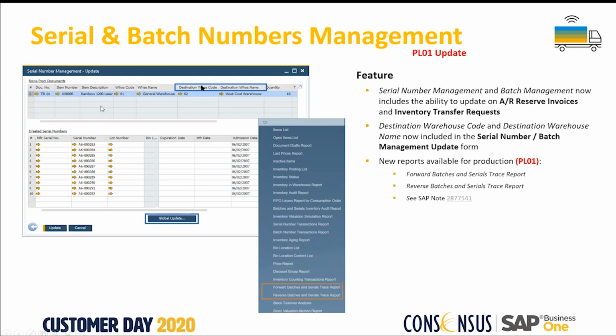They've added a couple of columns here in the report, and there are also new reports available, called forward batches and serial trace report, and backward or reverse. This is especially for production. For example, the customer calls and says, I have the serial number, and you want to trace it back to which parent it came from, what the history of that serial number is from production. So this is a really nice report where you can just plug in your serial number or batch number, and it's going to show you the history of your serial numbers.